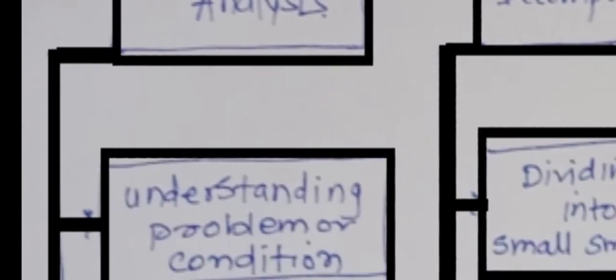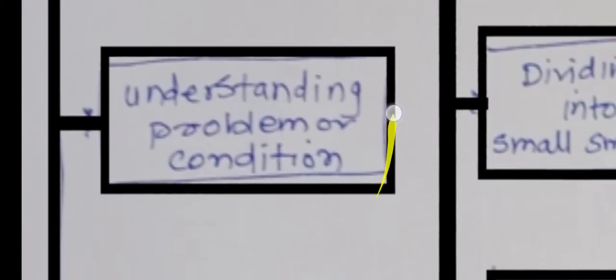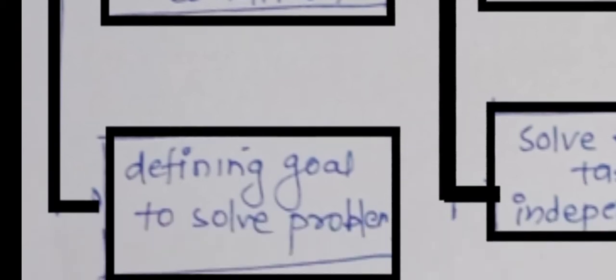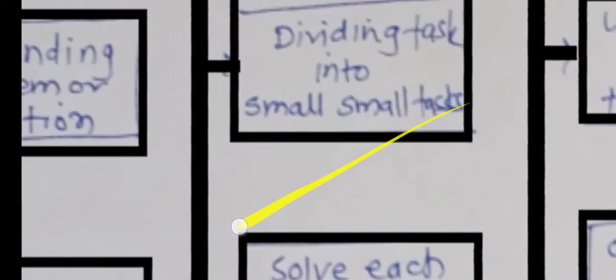The first one is analysis. What does it mean by analysis? Analysis is nothing but understanding the problem and defining the goals to solve those problems. So whenever we come across problems, we have to analyze them first. Then the second task is to decompose that problem.